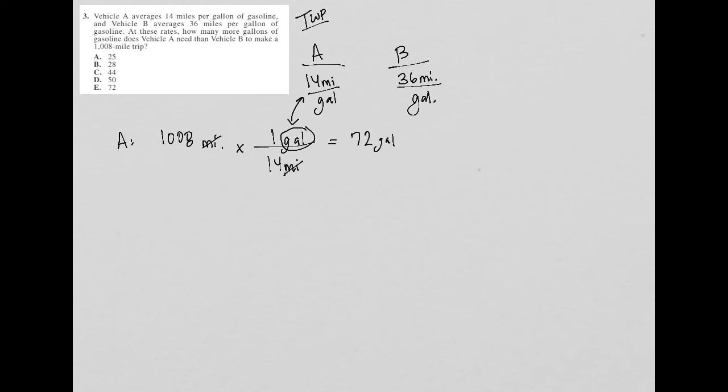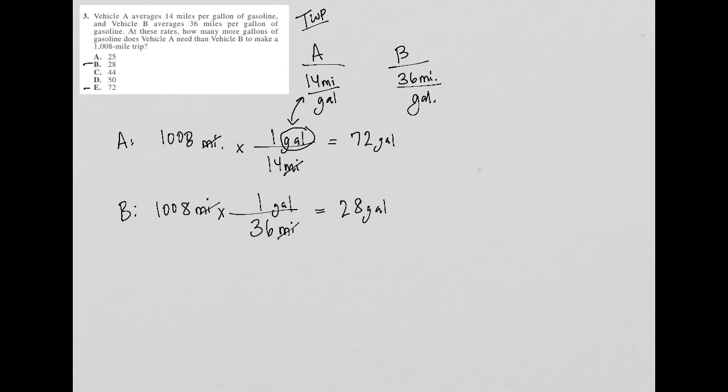And we'll do the same thing for vehicle B, right? So vehicle B is taking that exact same 1,008-mile trip, but that vehicle gets 36 miles to every 1 gallon. Again, those miles cross out. So again, on my calculator, I just take 1,008 divided by 36, and I get that vehicle B requires 28 gallons.